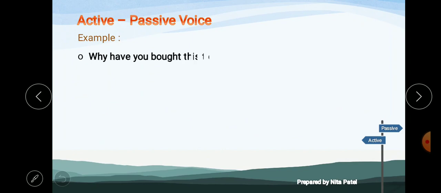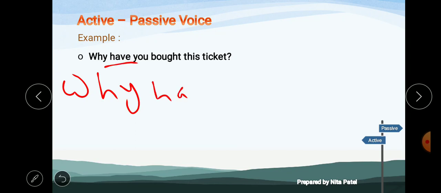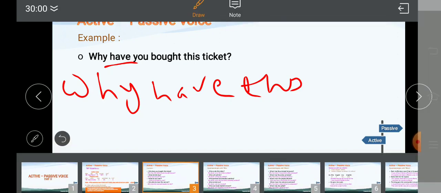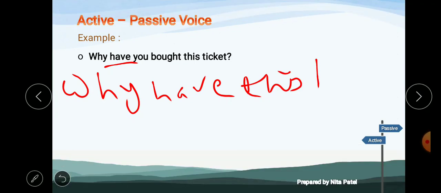Let's understand it with some examples. Why have you bought this ticket? So first, what will we put? We will put this WH word only, so why. Then the auxiliary verb is given. Yes, have is there. So why have? Now our object. What is our object? This ticket. Why have this ticket?